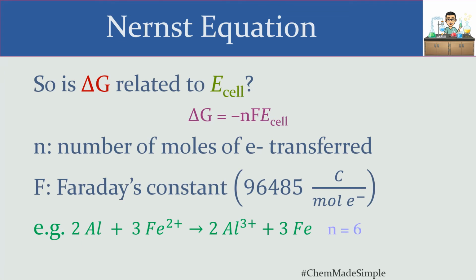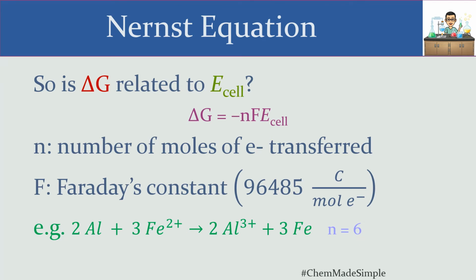Now, if we take a look at an example redox reaction, in the balanced reaction here, 2 aluminums react with 3 iron ions to produce the products. In order for 1 unit of this reaction to occur, each of these aluminum became aluminum 3+. So when 2 of them get oxidized, that means they gave up 6 electrons. So N would be 6 in this case.